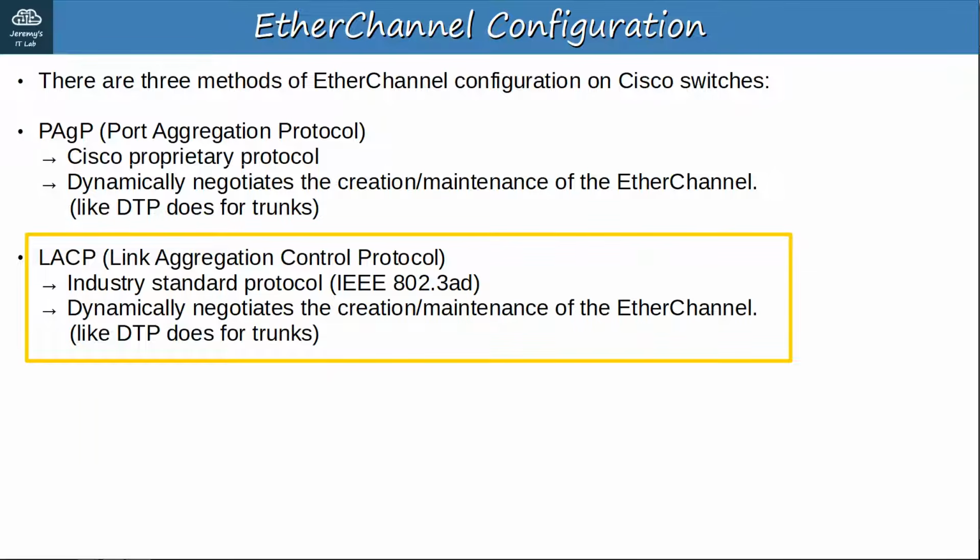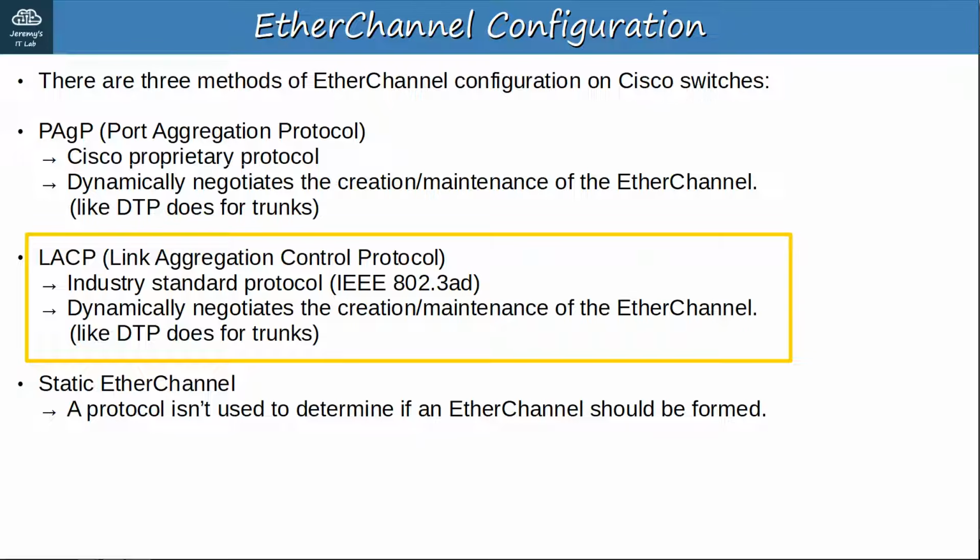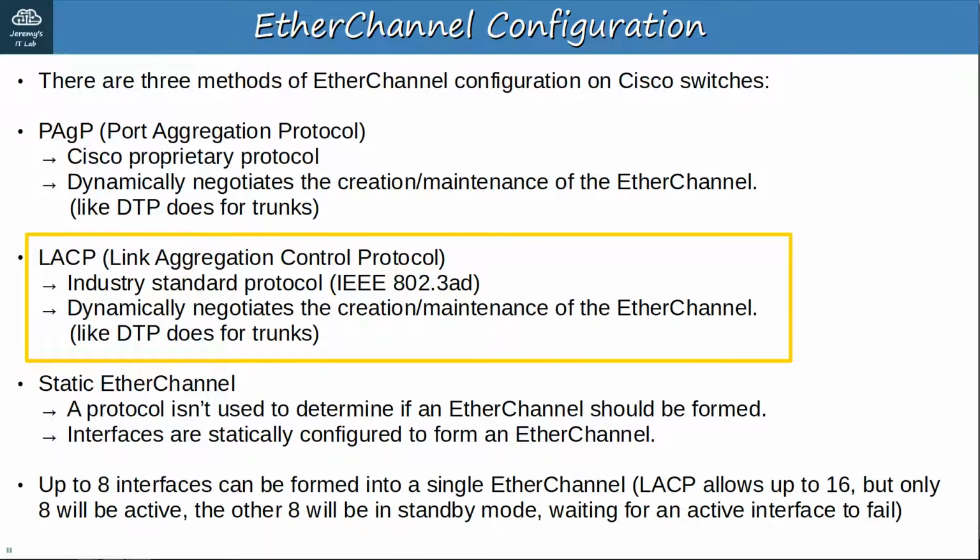So the last method is static EtherChannel. In this case, a protocol isn't used to determine if an EtherChannel should be formed. Instead, interfaces are statically configured to form an EtherChannel. This is usually avoided, because you want the switches to dynamically maintain the EtherChannel. For example, you want the switch to remove an interface from the EtherChannel if there is some sort of problem on the interface.